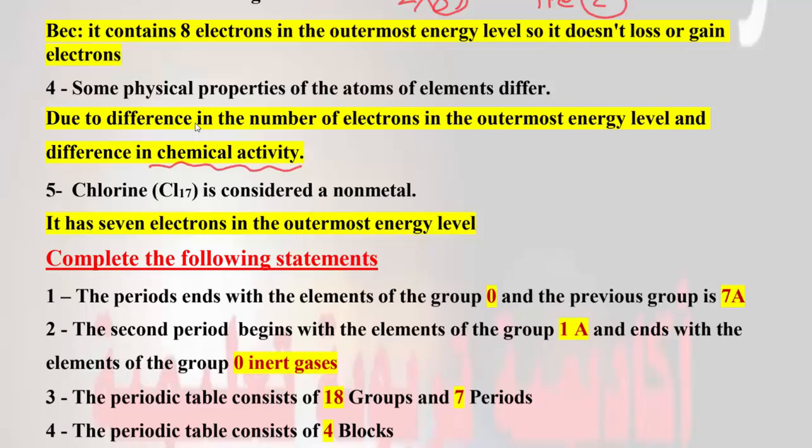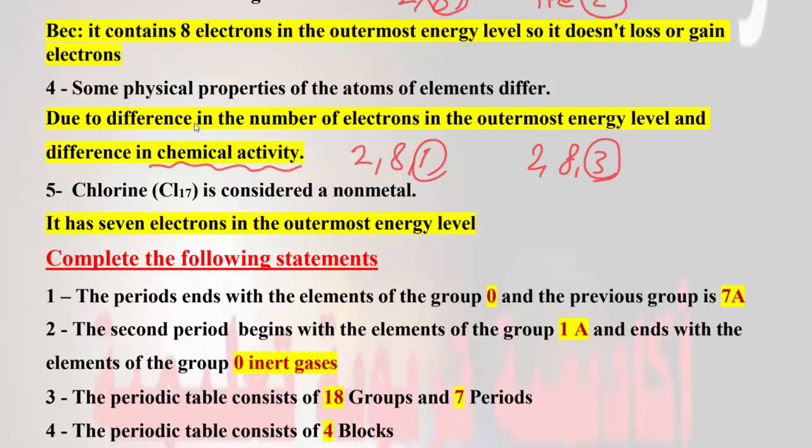This chemical activity, we said that the chemical reaction depends on the outermost energy level electrons. It depends on 1 or 3 in the outermost energy level, so the chemical activity is different.